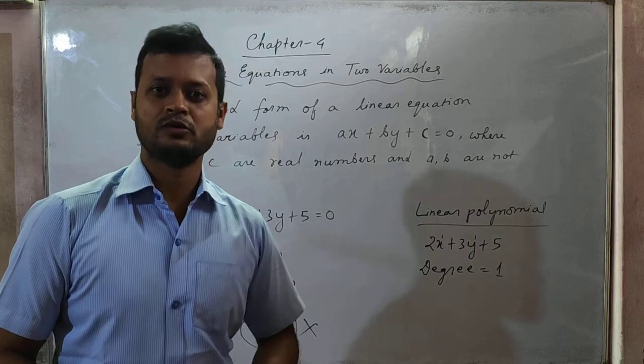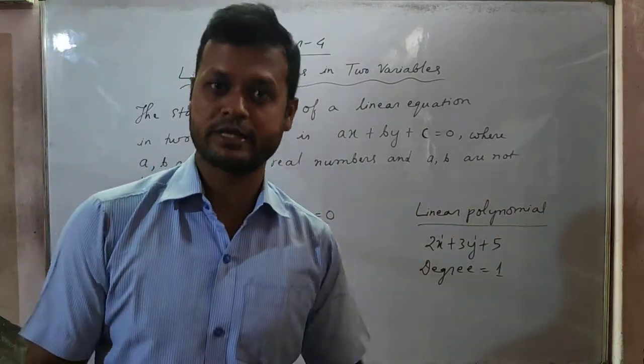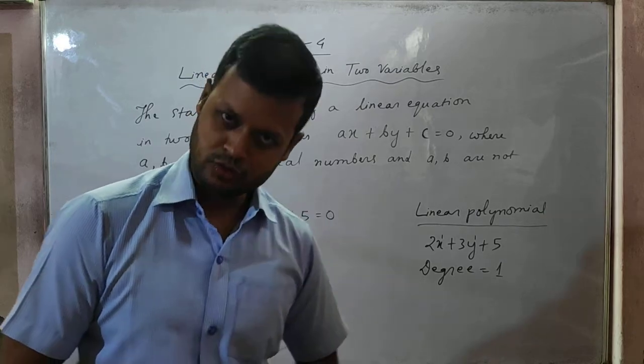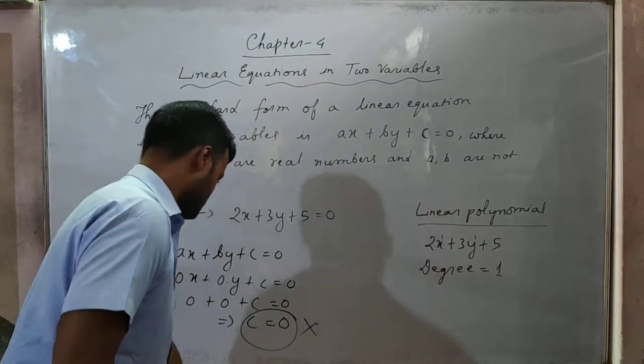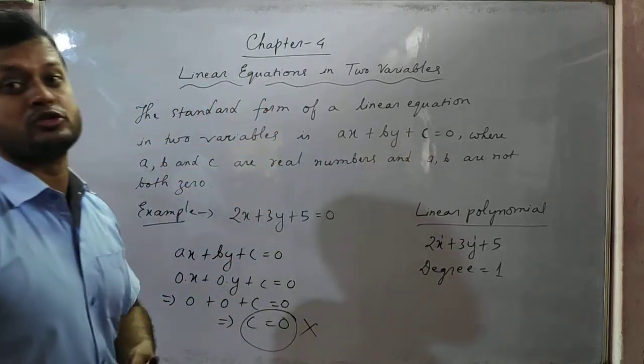Any one of them may be 0. Either x or y, any one of them can become 0, but both cannot become equal to 0. Understood students? So that's why I wrote it here. You see, a and b are not both 0.